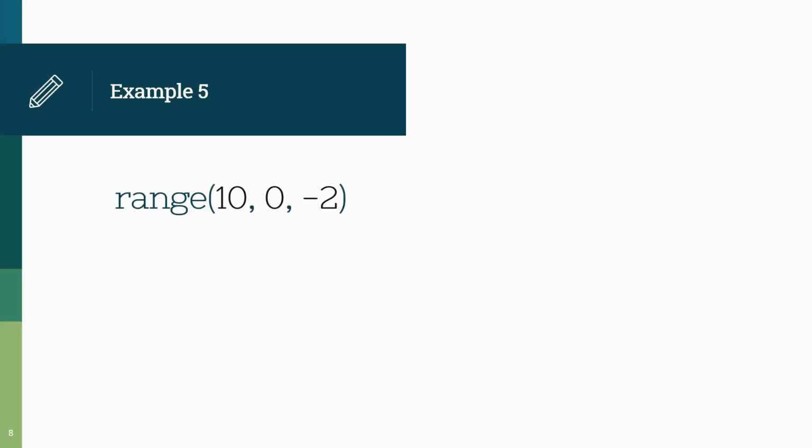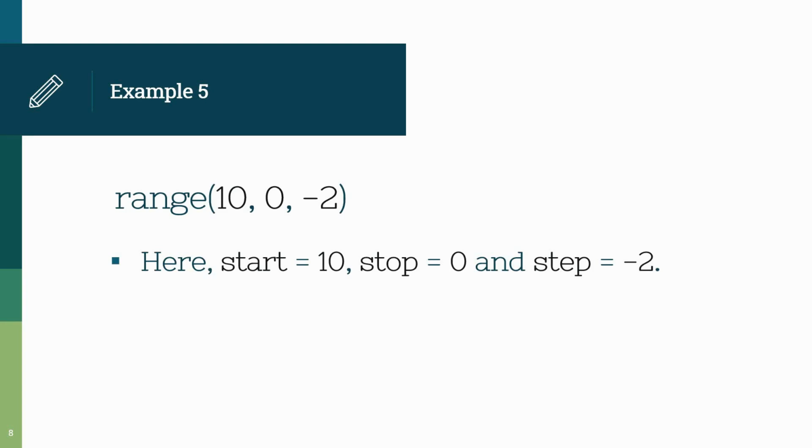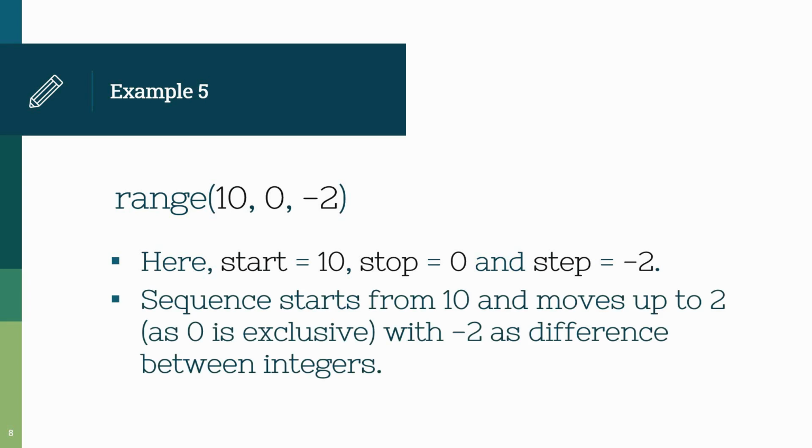And the last example, range of 10, 0, -2. Here the start is 10, stop is 0 and the step is -2. Then it generates a sequence which starts from 10 and moves up to 2, because here -2 is the difference between the integers. We cannot reach 0 here. It generates a sequence with numbers 10, 8, 6, 4 and 2.